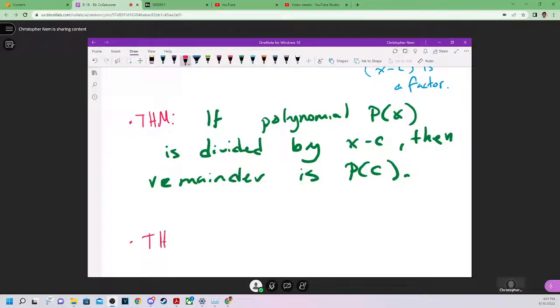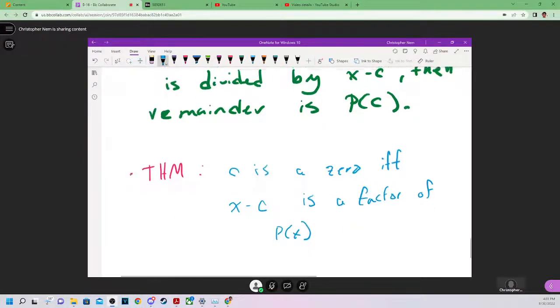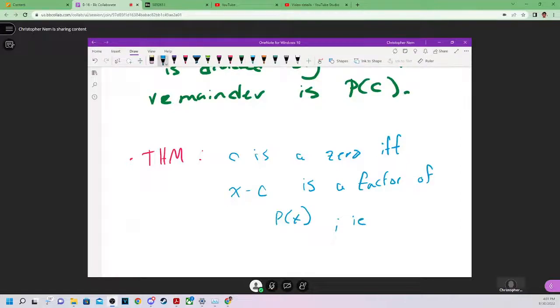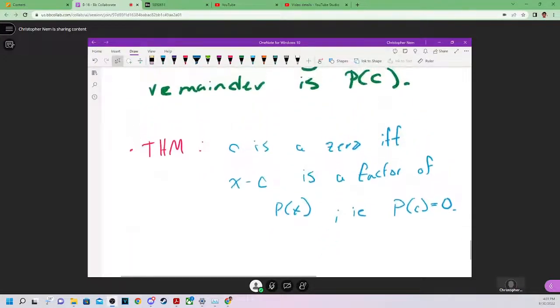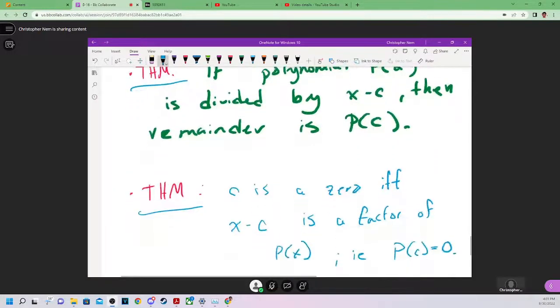Another theorem we have that's very powerful is that c is a 0 if and only if x minus c is a factor of p of x. That's why we call it a 0, by the way. That is, p of c equals 0. So let's do an example using these powerful theorems. These are very important theorems, and this does relate to number 26 on that discussion board.